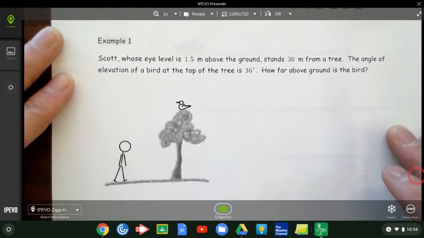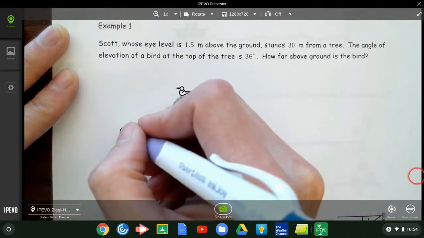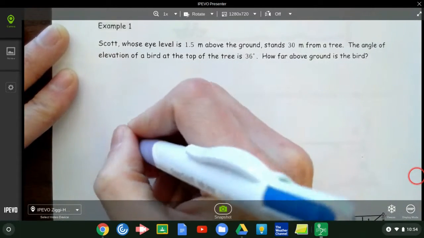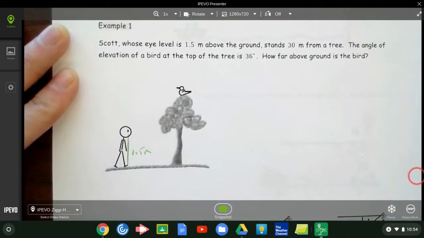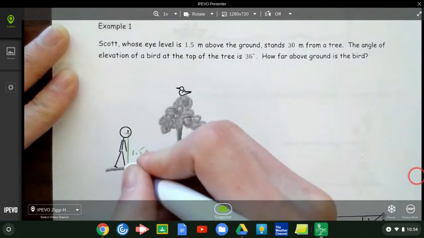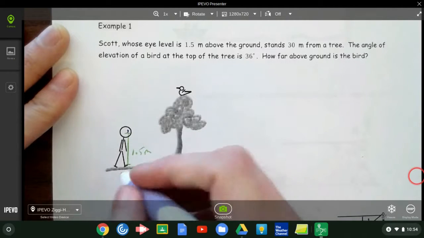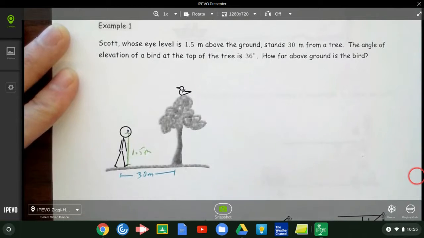So our next problem says, well, Scott, whose eye level is 1.5 meters above the ground. So here's Scott's eye, and that eye level is 1.5 meters above the ground. Okay, that's how high his eye is from the ground. Now he stands 30 meters away from a tree, so there's 30 meters here away from a tree, and he looks up to a bird. There's our angle of elevation.